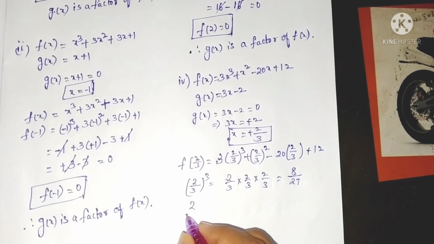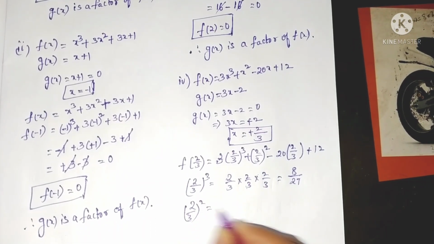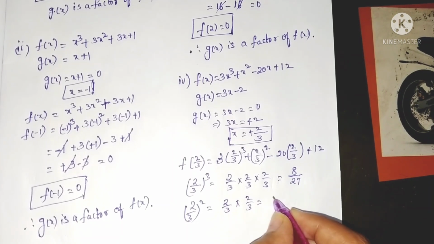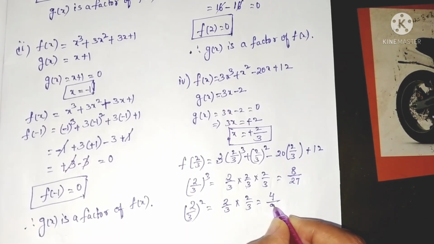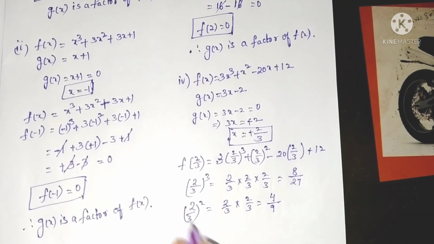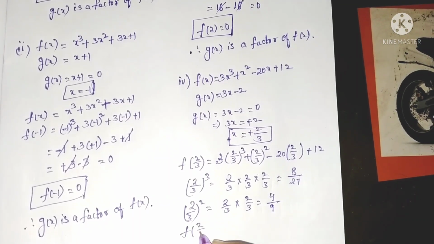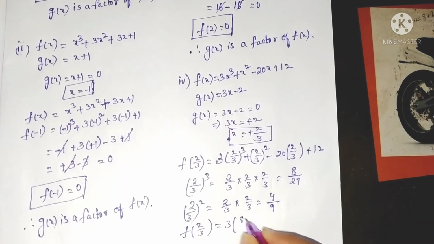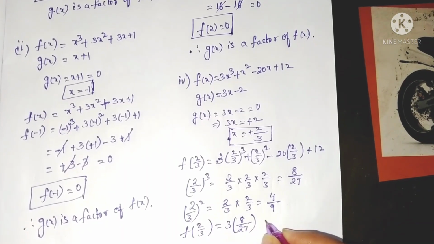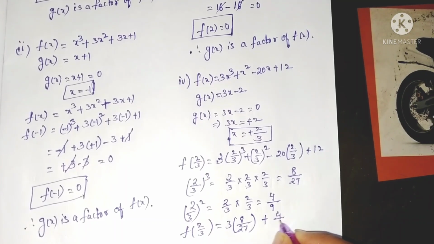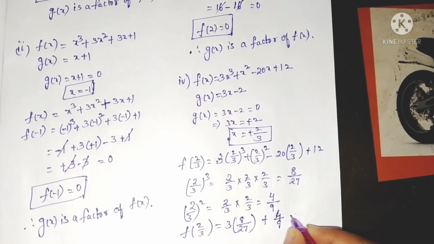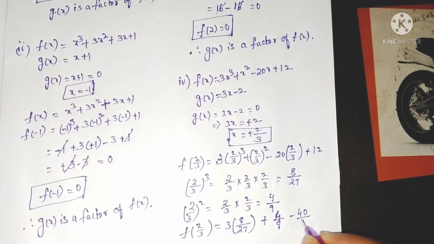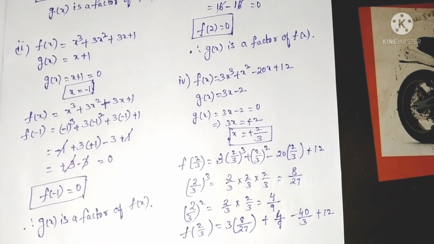And next we have (2 by 3) whole square. So 2 by 3 into 2 by 3. 2 2s are 4, 3 3s are 9. Okay. Now simply substitute these values. 3 into 8 by 27 plus 4 by 9 minus 20 into 2, 2 2s are 40 by 3 plus 12.